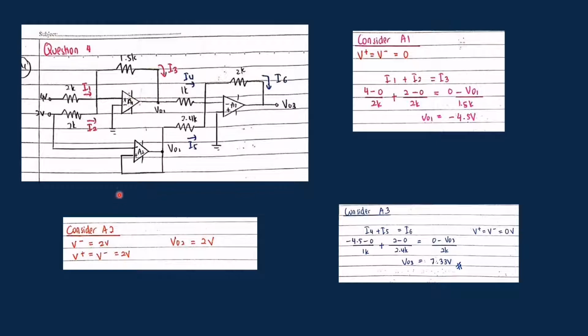Alright, and then the next step is I consider A3, where I use current in and current out at the node here. I assume this is I4, this is I5, and this is I6, and current in, which is I4 plus I5, equals I6. Then I can get the value of V node 3, which is 7.33 volt. Right, so let's go to the simulation part.